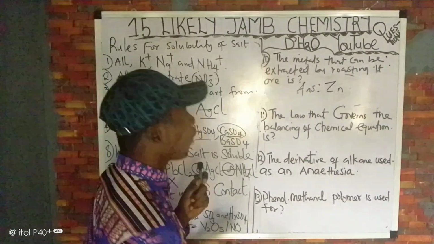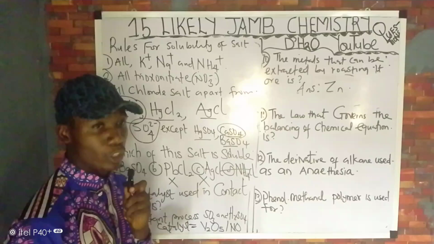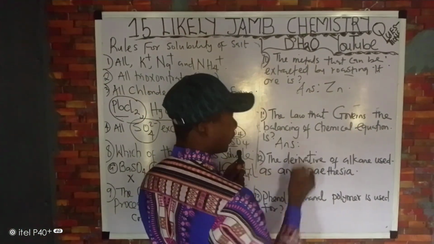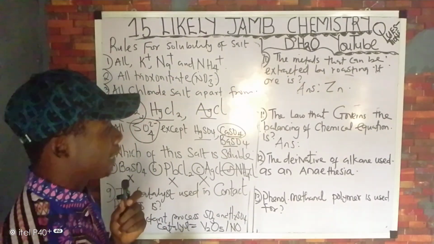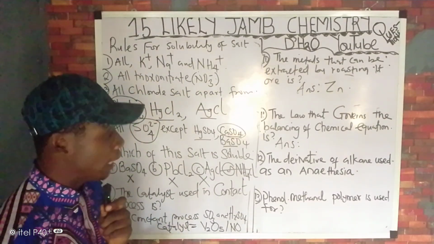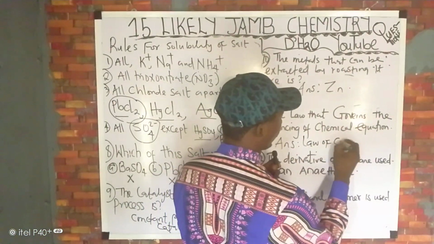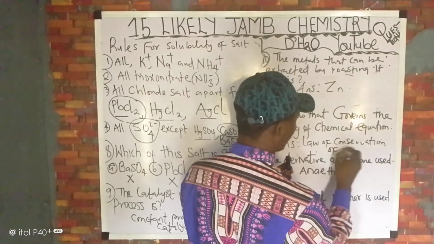Okay? The law that governs the balancing of chemical equations is what? Remember, the law of conservation of mass states that matter can neither be created nor be destroyed, but can be changed from one form to another. So the answer to this question is the law of conservation of mass.